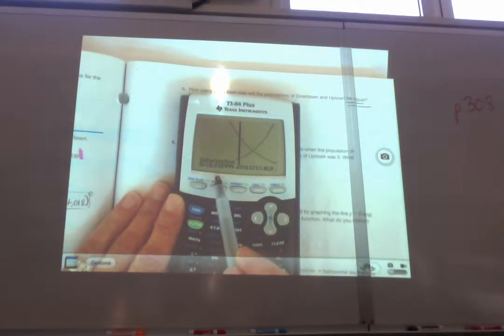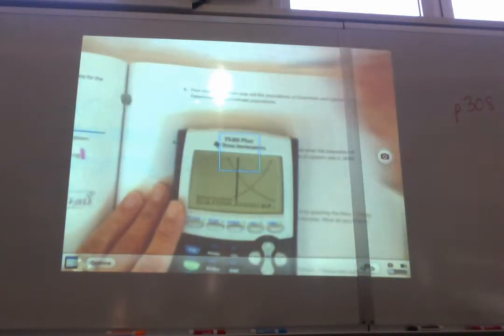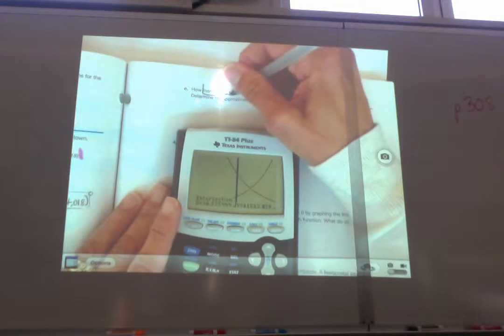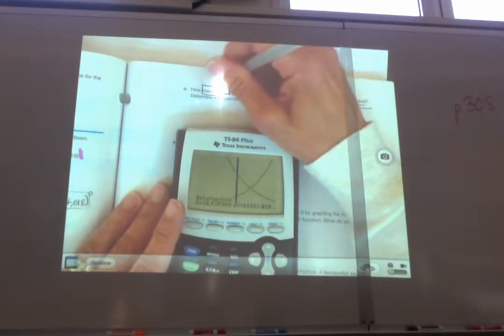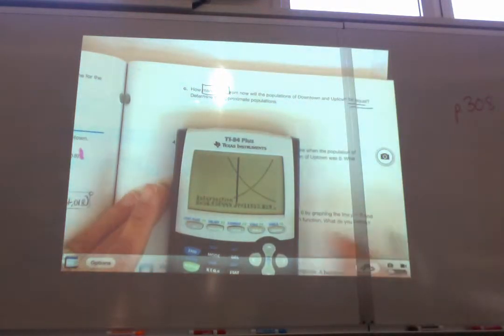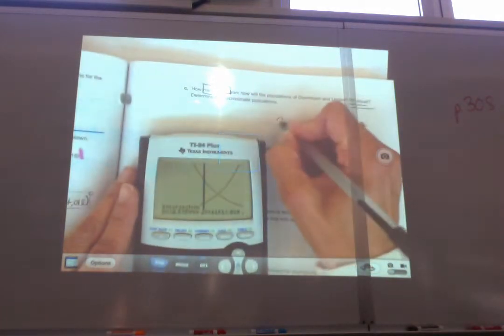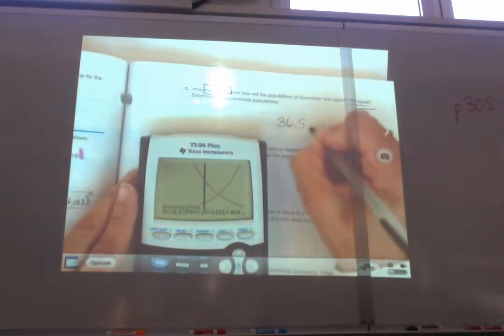But what I have is two numbers. I have a 36 and a y. It says how many years, and years are on the x-axis. Okay, so 36.5 years.